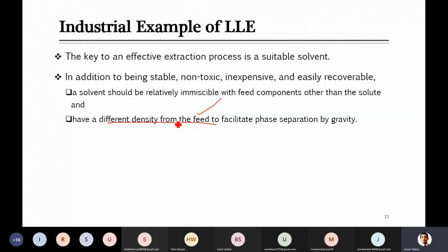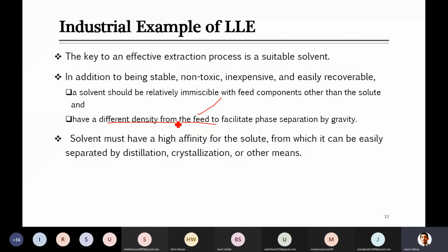And if there is a density difference, definitely it can help us. Okay. So that solvent must have a high affinity for solute, which can be easily separated by distillation, crystallization, or other means. It means that when solvent has extracted some component, which we call solute, from the feed, later separation should be easy. There should not be a new problem that we have extracted something from the feed and now it can't be separated easily from the solvent. So that should be easily done by commonly used techniques, for example.